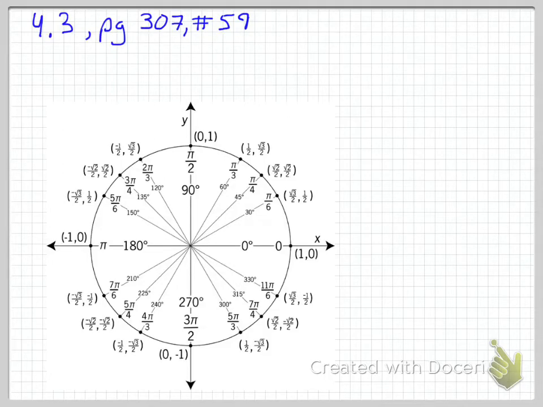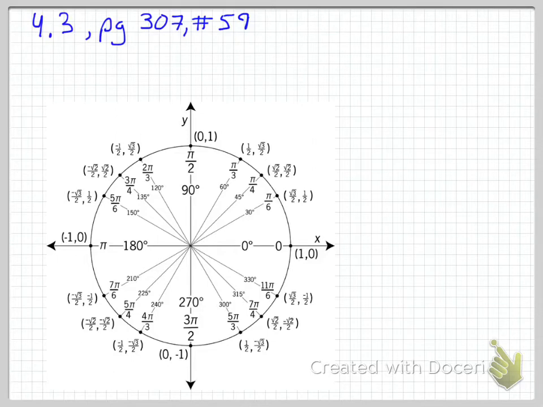Hey guys, Mr. Newman here, and I got a request to do number 59 from the 4.3 homework. If you read the instructions, it says find the values of theta in degrees between 0 and 90 degrees, and in radians between 0 and pi over 2. Notice it says without the aid of a calculator.